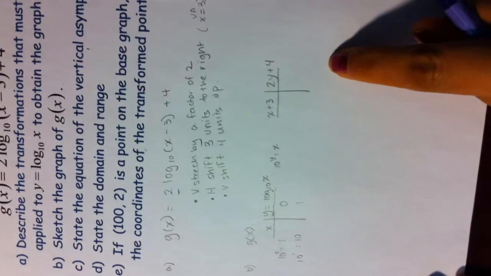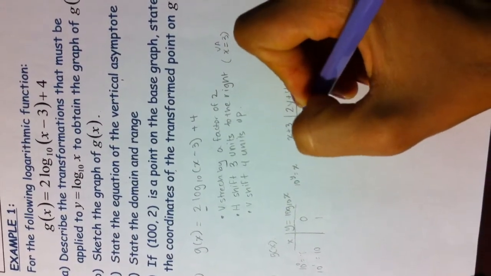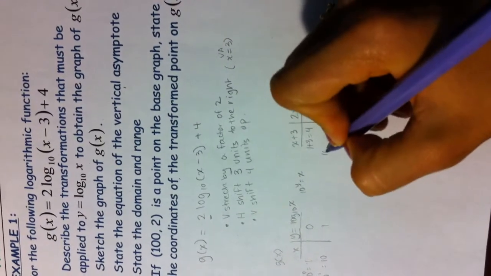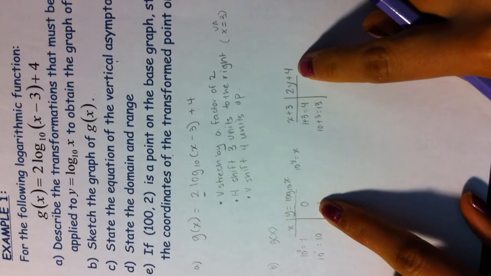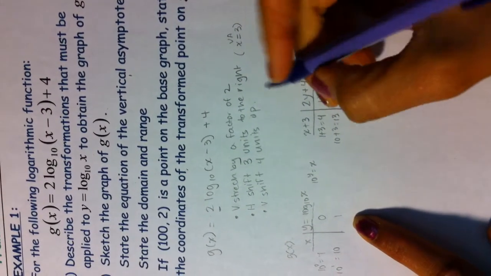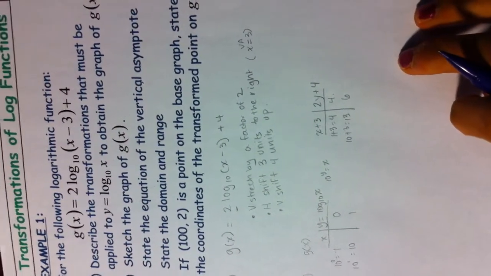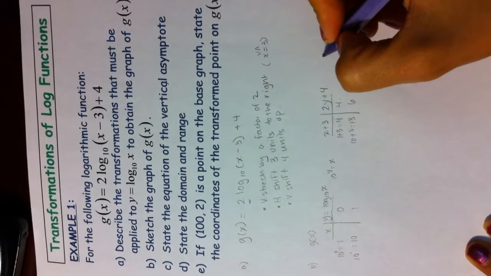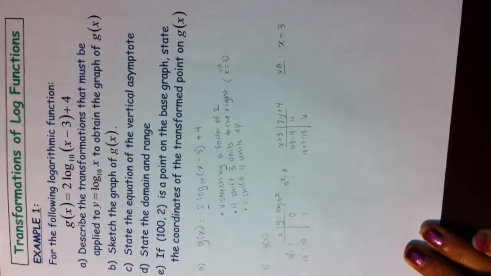Transforming that, my next step is 1 plus 3, that is 4, and then 10 plus 3, that is 13. And then here, 2 times 0 is 0, plus 4 is 4. 2 times 1 is 2, plus 4 is 6. So I have my transformed points. I'm also going to indicate my vertical asymptote that I made a little note of earlier. That is x equals 3. And this is a place that I would like to start off with.